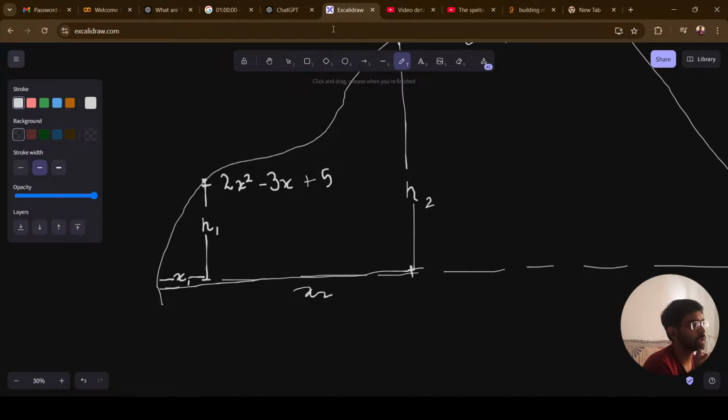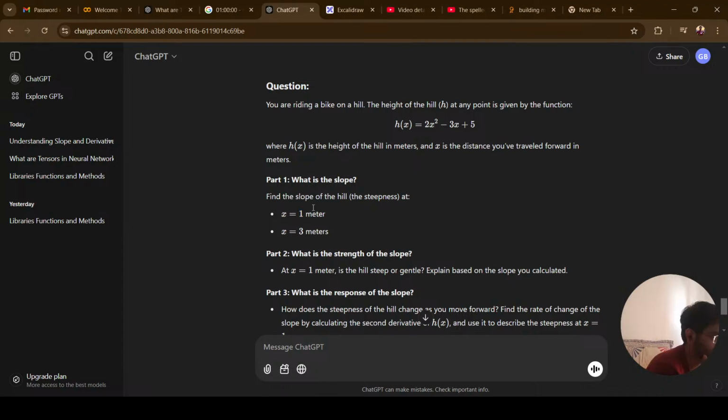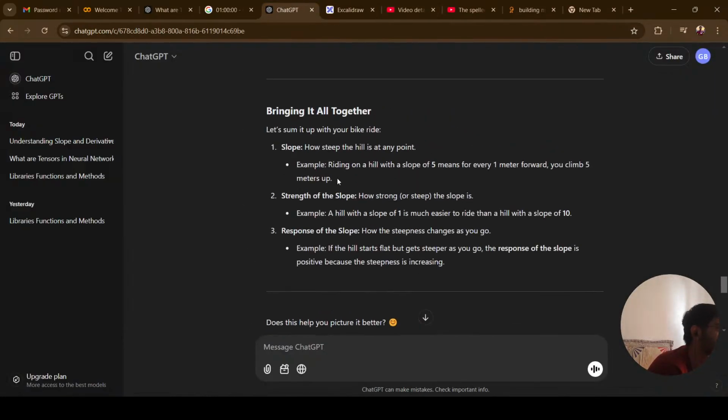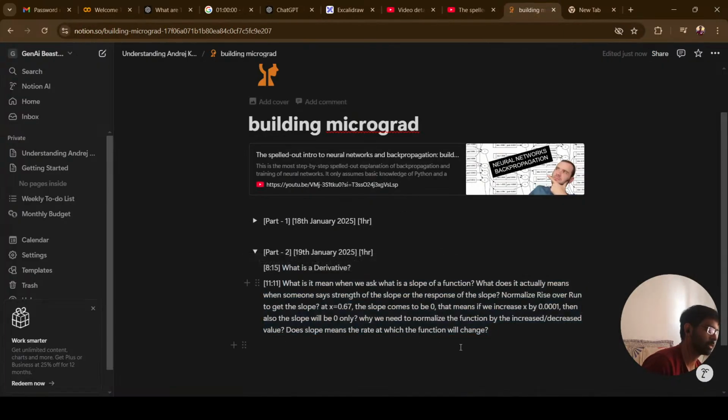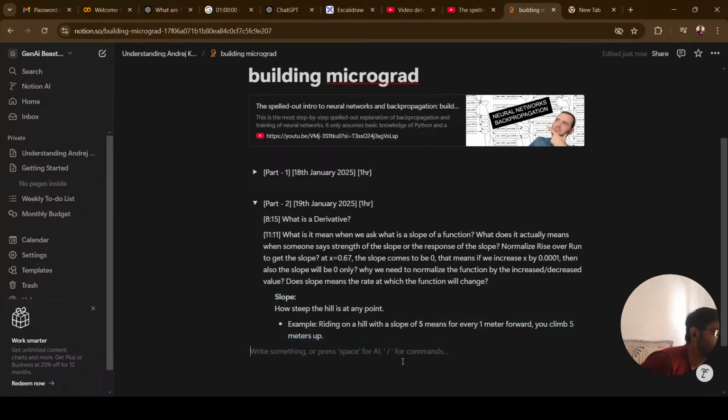Find the slope of the hill, the steepness. Slope, what did we read above? Let's just paste this because this sentence has clicked something in us. Slope means riding on a hill with a slope of 5 means for every 1 meter forward you climb 5 meters up.